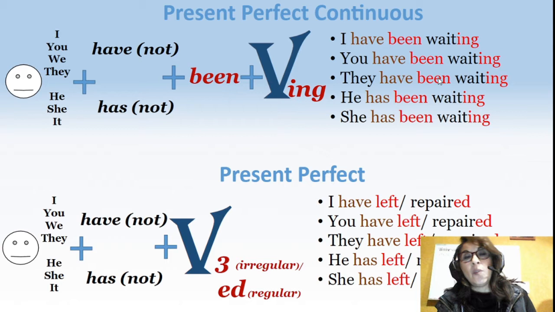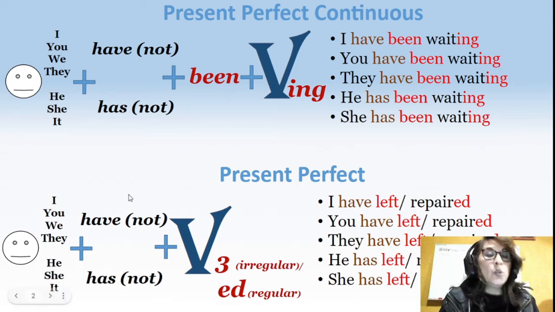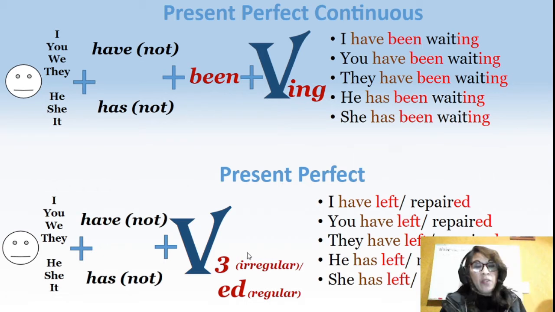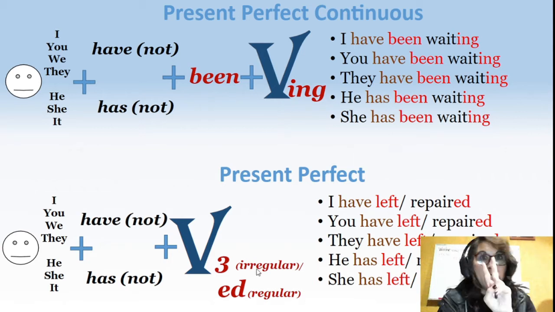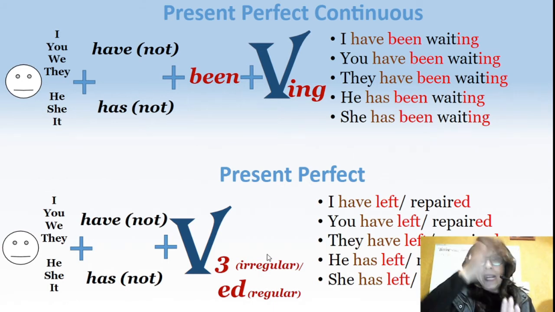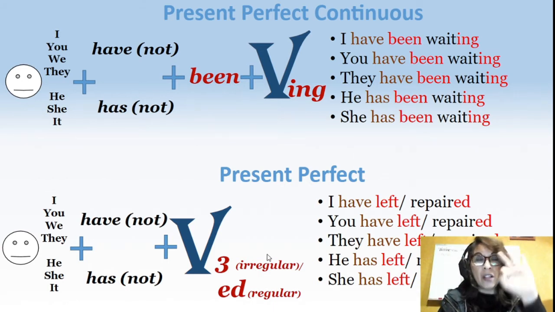The difference with present perfect is that you only use the auxiliary have or has plus the verb in past participle. But remember that we have 2 different kinds of verbs, irregular and regular. What does it mean? Remember that you have a list of verbs, and the third column of the verb is the past participle. What is the difference between irregular and regular? Well, remember, the regular verbs, all of them finish with ed.